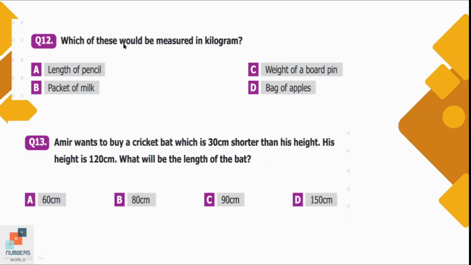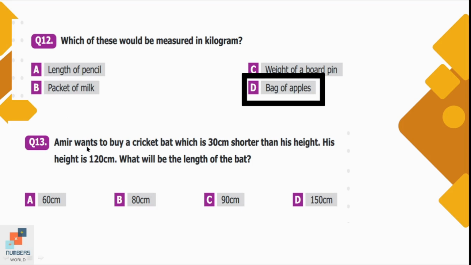Question number 12. Which of these would be measured in kilograms? Option A is length of pencil, that is measured in centimeters. Option B is packet of milk. Usually liquids are measured in liters or milliliters. Option C is weight of a board pin. The weight of the board pin will be measured in grams. So the last option is bag of apples, which is our correct option here. The bag of apples will be measured in kilograms.